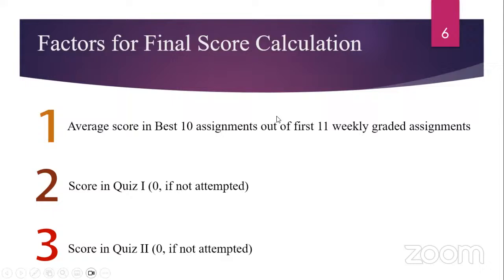In the final score, three factors are most important. First, the average score of the best 10 assignments out of the first 11. Second, the score in quiz 1; if you have not attempted it, marks will be 0. Third, the score in quiz 2; if you have not attempted it, marks will be 0. These three factors are important for the final. Okay, thank you. This is all about the analog electronic system. If you have any doubt, you can ask me.